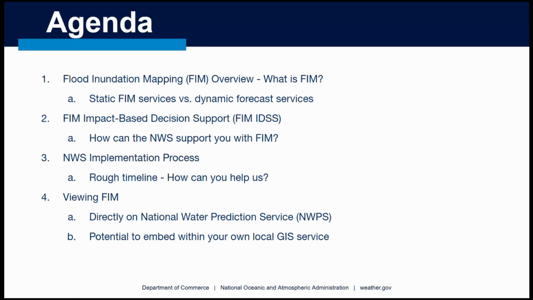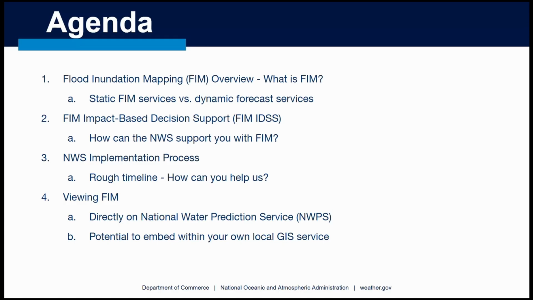So we have a couple different types of FIM. We'll talk about those. Some are static, meaning that they're always available and they don't change. So think of things like if we wanted to see what a map would look like if an area was at minor flood stage along a river, you could go and look at that once it's published. Versus dynamic, which are changing based on the current situation. So we'll do some demo later.